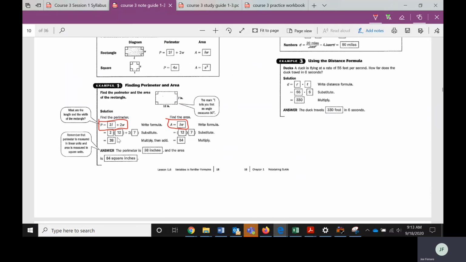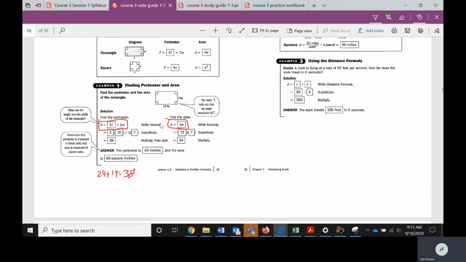Now they kind of skip this step, but the order of operations says you do the multiplication first. So 2 times 12 is 24. 2 times 7 is 14. And that's where they get the answer that they wrote down there, 38.